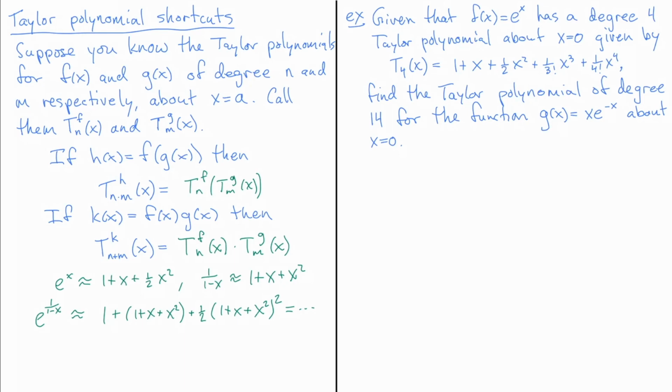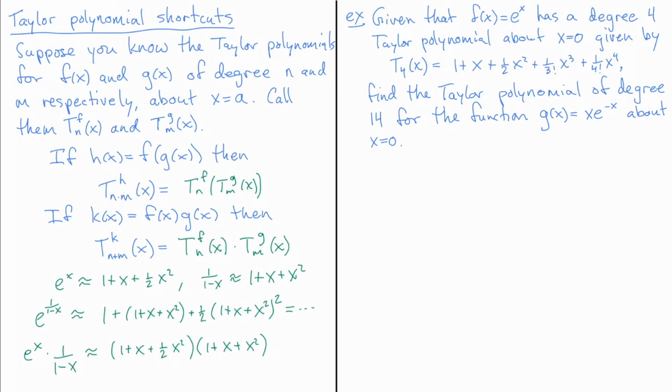And then if I do a product of e to the x with 1 over 1 minus x, that one just requires that we take 1 plus x plus half x squared and multiply it by 1 plus x plus x squared.